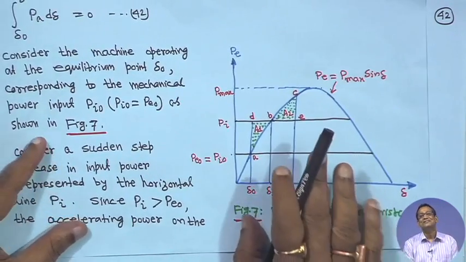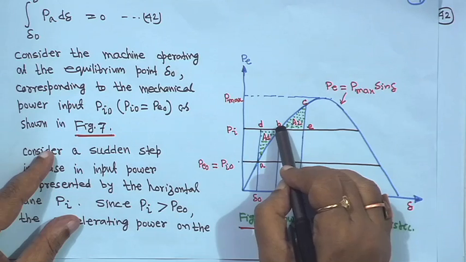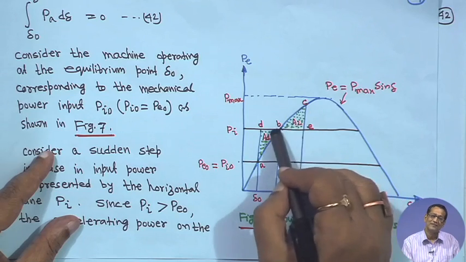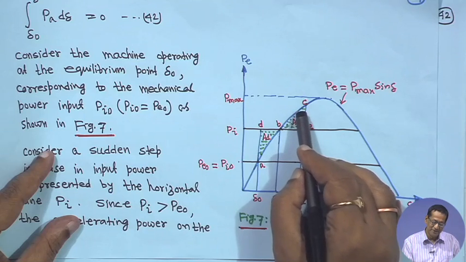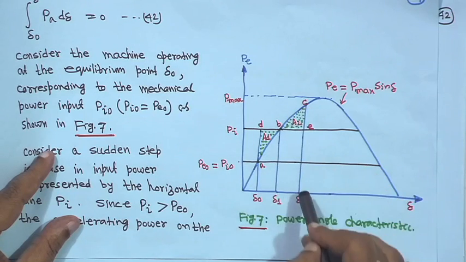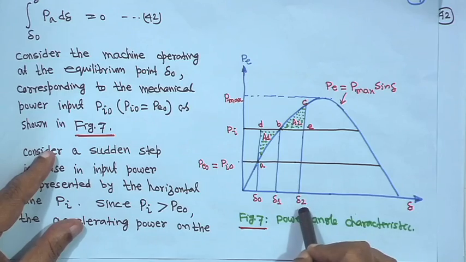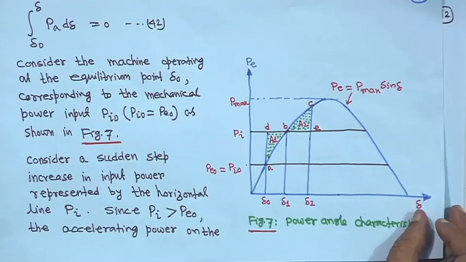I hope this part is understandable. The idea is that when power has increased to P I, the rotor accelerates, and it is above synchronous speed, so it will accelerate further. Still it achieves synchronous speed, and at that time P is greater than P I, so it will decelerate, and finally it will achieve a point delta 2. This is the power angle characteristic of the machine.